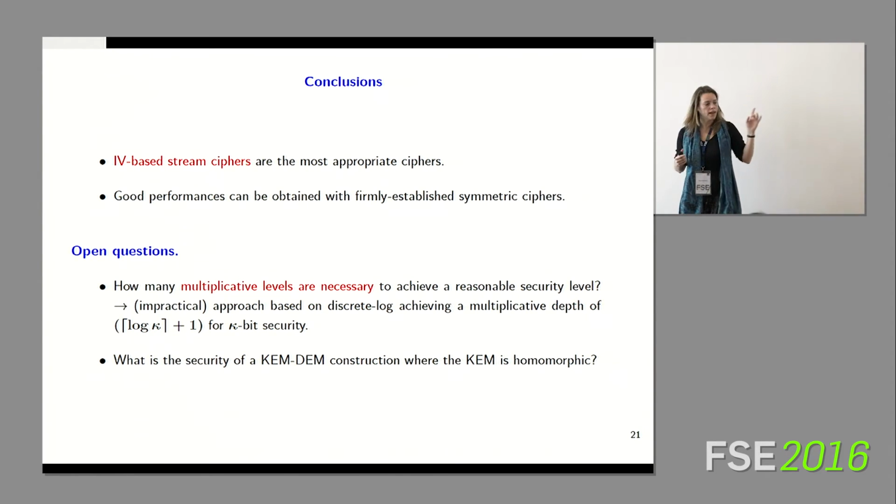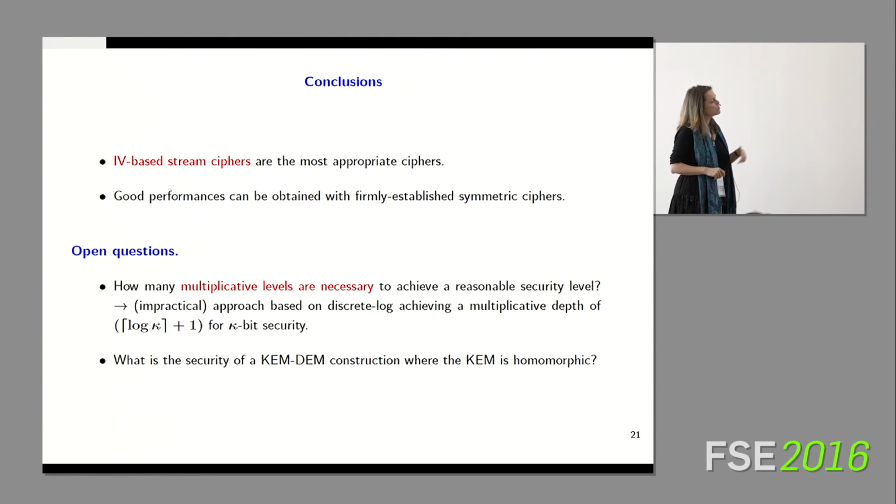Then I would like to mention two interesting open questions that remain. The first one is, we have seen that with Trivium or with our variants, we can construct a cipher which has multiplicative depth 12. And so the question is, can we do better? And how much better can we do? In other words, what is the minimum multiplicative depth that we can have if we want to achieve a certain given security level?